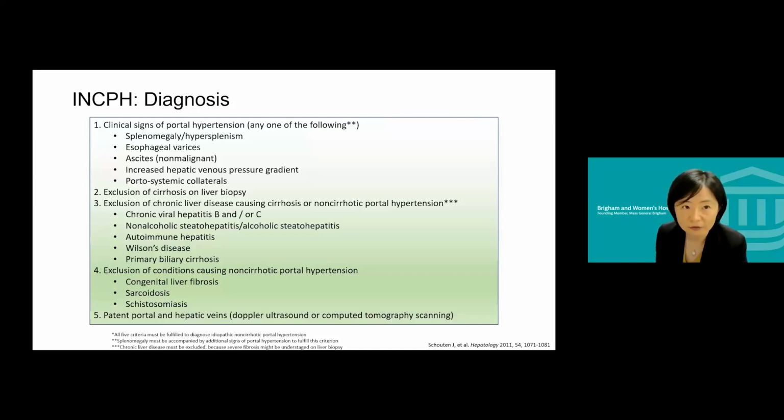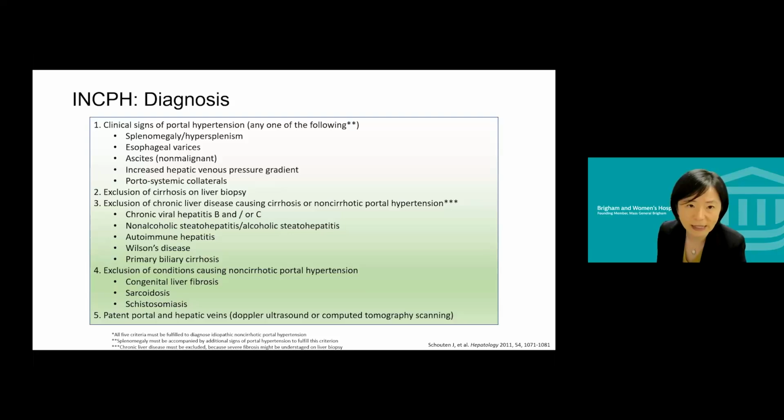So how do we make a clinical diagnosis of idiopathic non-cirrhotic portal hypertension? This criteria was published in 2011. And to diagnose such a condition, first of all, we need to see clinical, unequivocal signs of portal hypertension. And then this is a disease of exclusion. You want to exclude cirrhosis on biopsy. You want to exclude all other chronic liver disease that may cause increased portal pressure. And also, you want to make sure the portal vein and hepatic veins are patent without thrombosis. And then you can reach the final diagnosis of idiopathic non-cirrhotic portal hypertension.